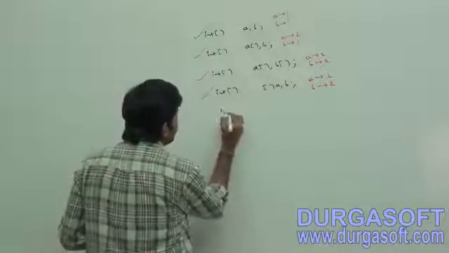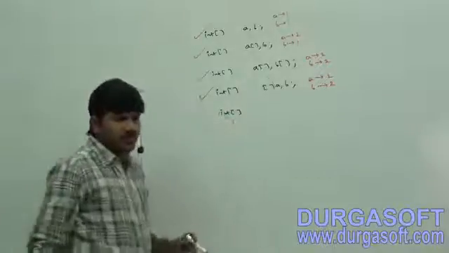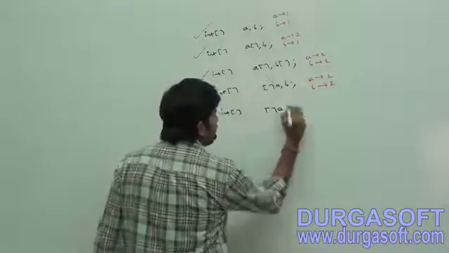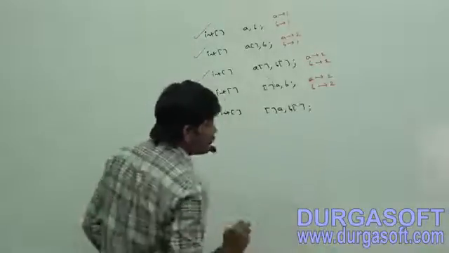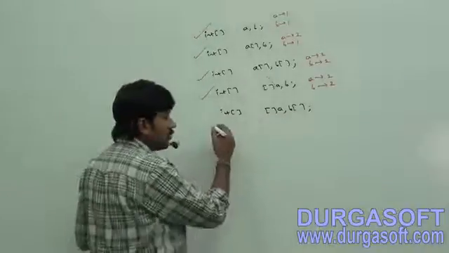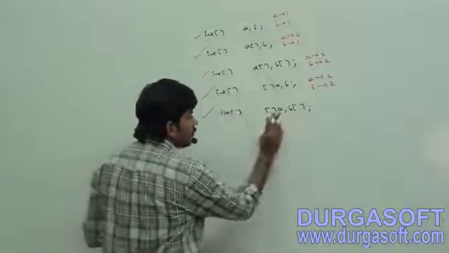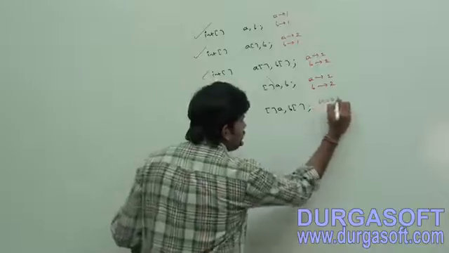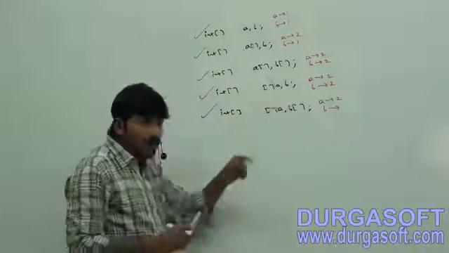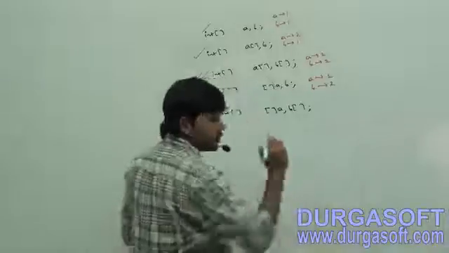Next, int array. Here I am taking A comma B like this. What is A's dimension? 2 dimension. What is B's dimension? 3. 1, 2, 3 is nothing but 3 dimension, right?